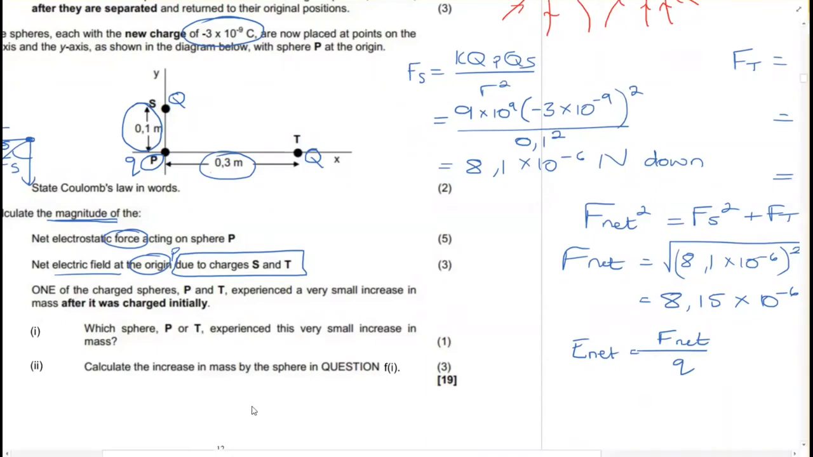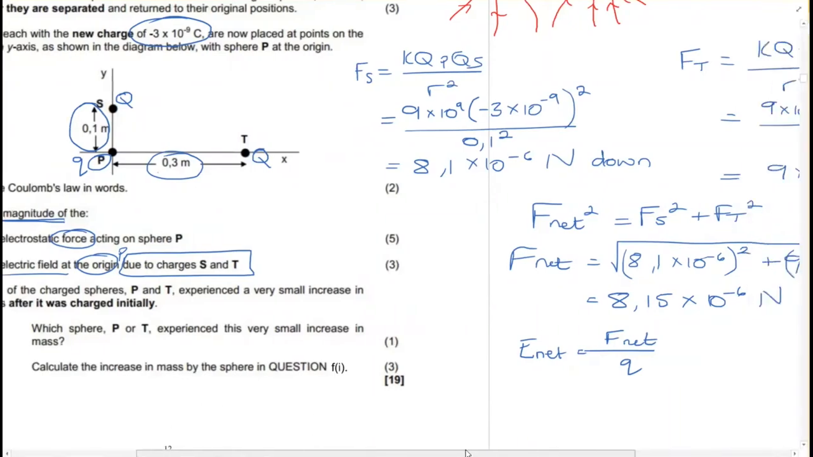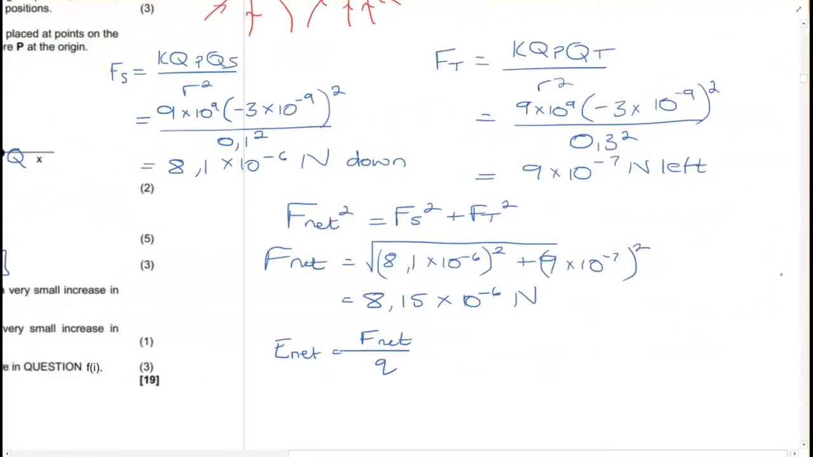So we're putting P's value in here. I know they are all the same, but we're putting P's value in here. Now our net force is 8.15. So we've got 8.15 times 10 to the minus 6 divided by P's value. Now I'm going to leave this negative off so I don't overcomplicate things. 3 times 10 to the minus 9.